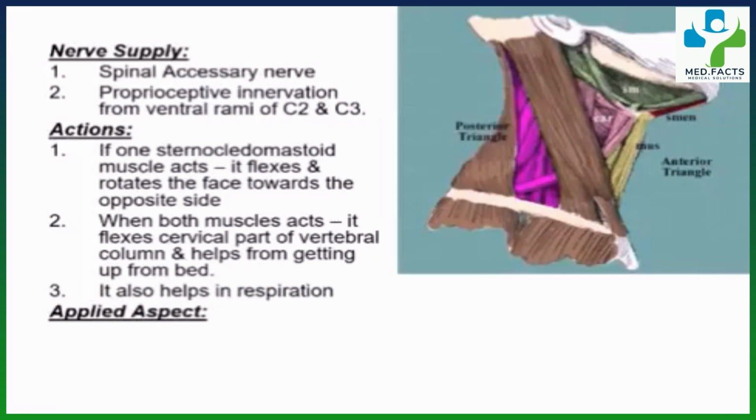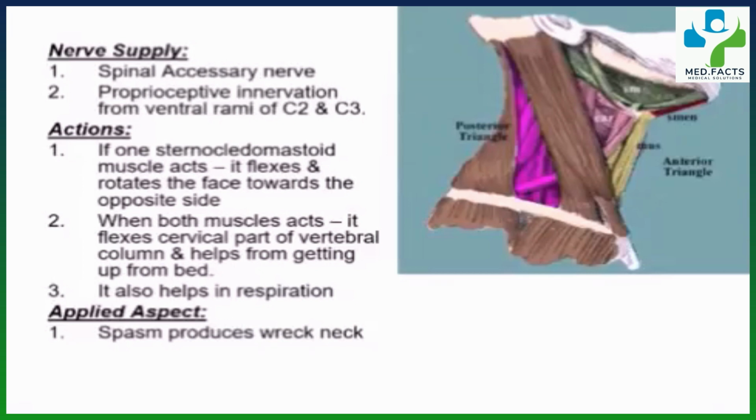It also helps in deep respiration. During normal respiration it doesn't have much role, but during deep inspiration, when the thoracic cage has to be expanded to a large extent, this muscle will also contract and help in the expansion of the chest. Coming to the applied aspect, when the spinal accessory nerve, which supplies the sternocleidomastoid, is compressed, it leads to a condition called wry neck.